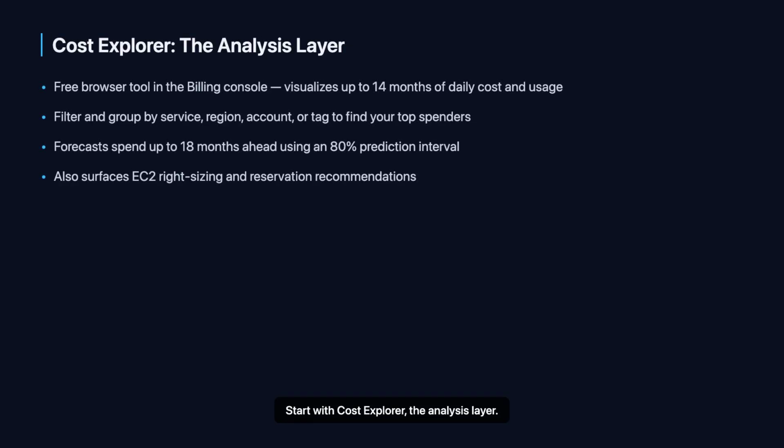Start with Cost Explorer, the analysis layer. It's a free browser tool right inside the billing console, and it visualizes up to 14 months of daily cost and usage. You filter and group by service, region, account, or tag to find your top spenders. It'll forecast spend up to 18 months ahead using an 80% prediction interval. It even surfaces some EC2 right-sizing and reservation recommendations. But the one thing to burn in here is that Cost Explorer is passive. You go and look at it.